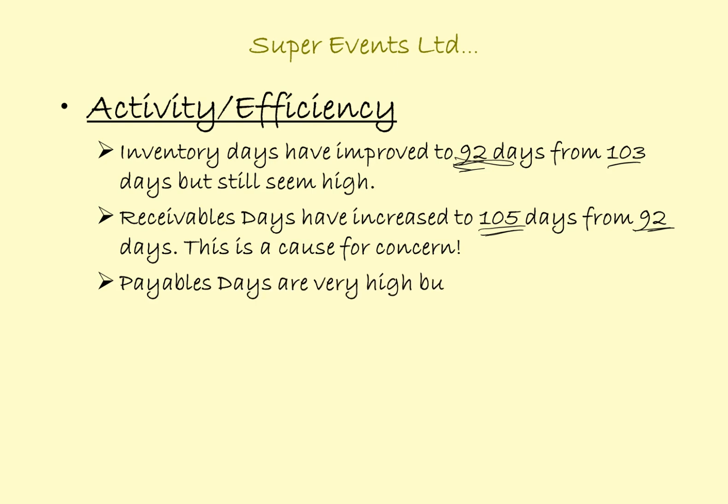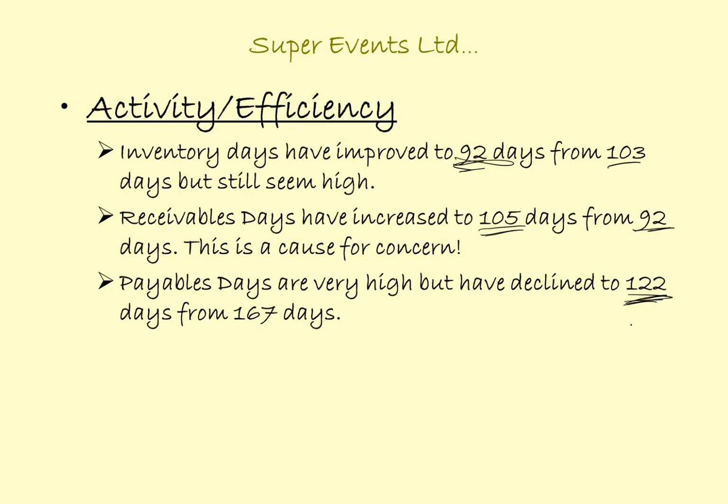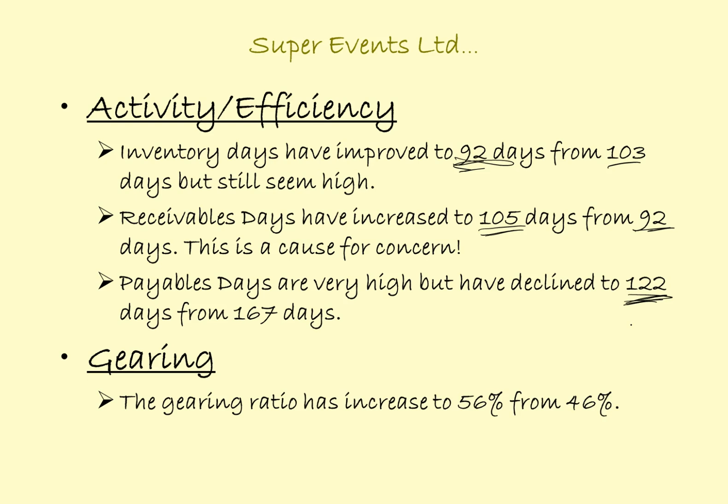And payables days are very high, but they have declined. So they have declined to 122 days from 167 days. So that means on average, Super Events are taking 122 days to pay their suppliers. That's very long. The danger here is that the suppliers would stop supplying. And then finally the gearing. Well, the gearing ratio has increased. It's gone up to 56% from 46%. Is this high? It's very hard to say. It depends on so many factors. It doesn't seem extraordinarily high, but then we don't really know enough about the business to make any judgments.